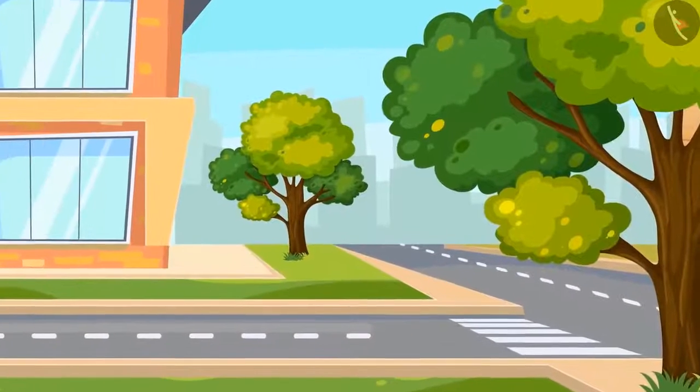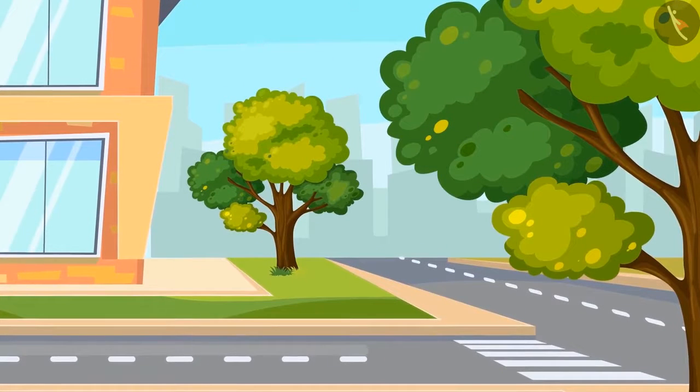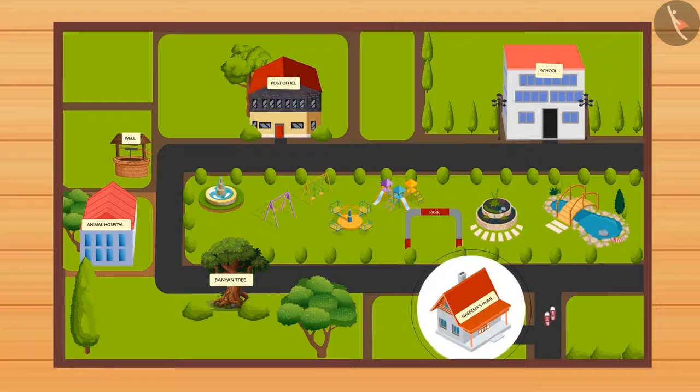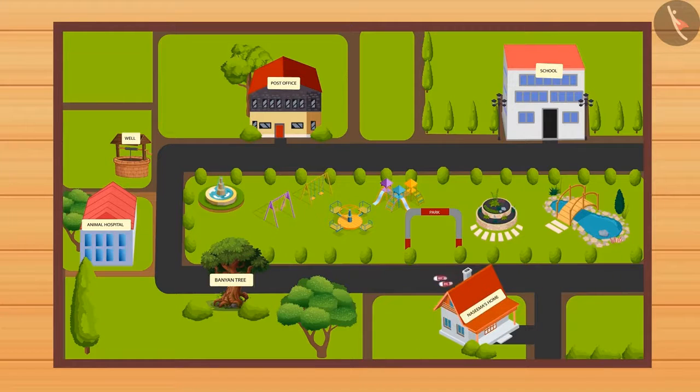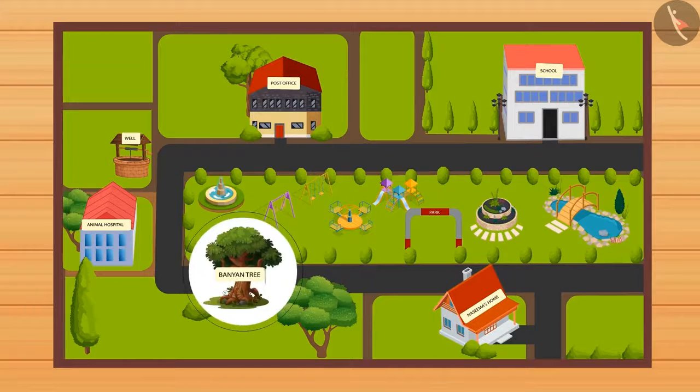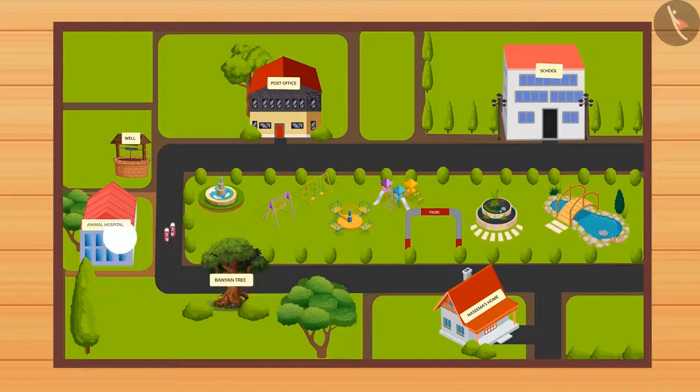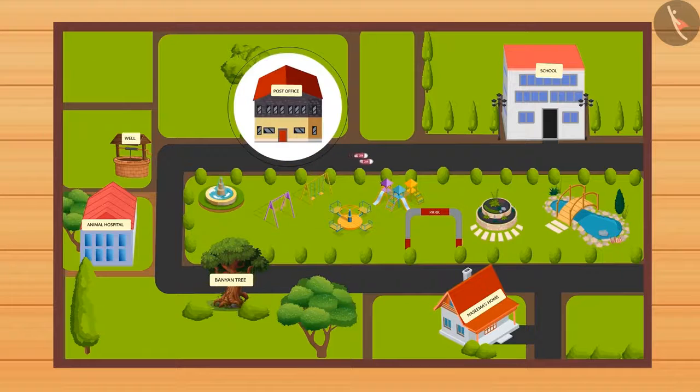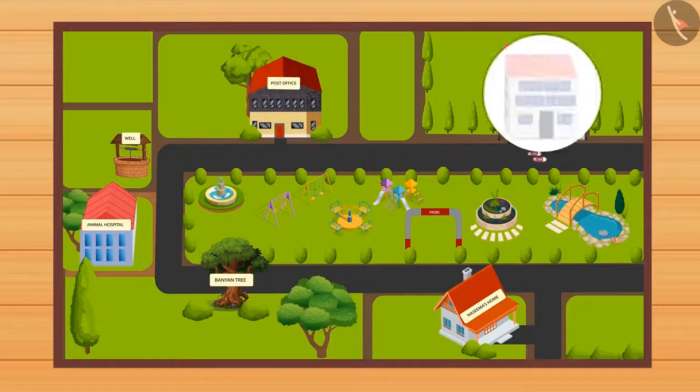This path goes from Naseema's home to her school. Let's see how she reaches her school every day. She takes a left from her house, then a right from the banyan tree, then goes straight from the animal hospital, then right from the well, straight from the post office, and there she arrives at the school.